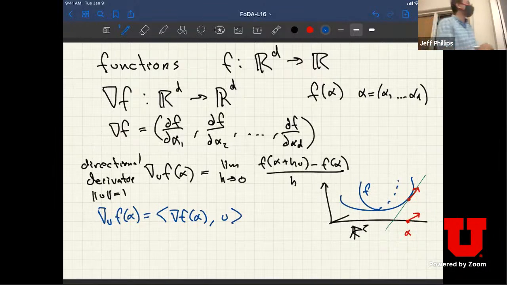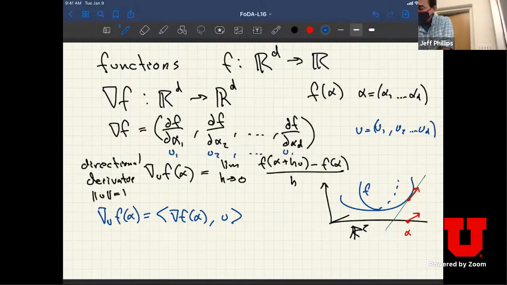I can think of this as a dot product. The reason is, remember, the gradient is this vector here, and u is also going to be a vector, so u is going to be u1, u2, up to ud. This is also a d-dimensional vector. And the dot product is, I multiply these components together, and then I add them up. That's what the dot product is doing.